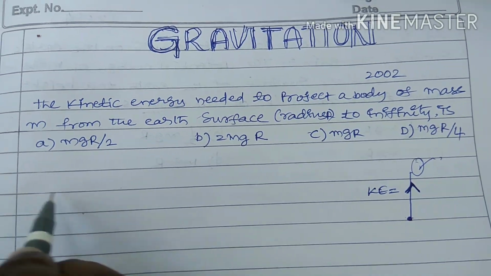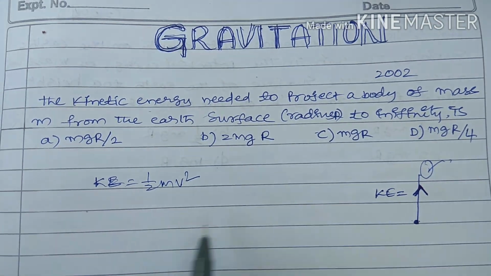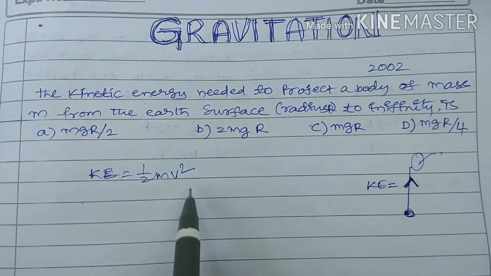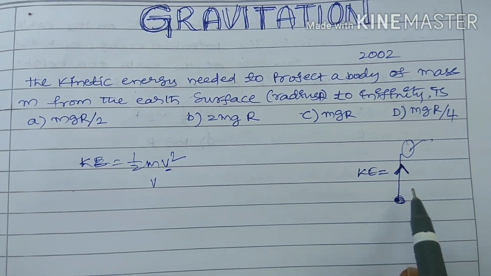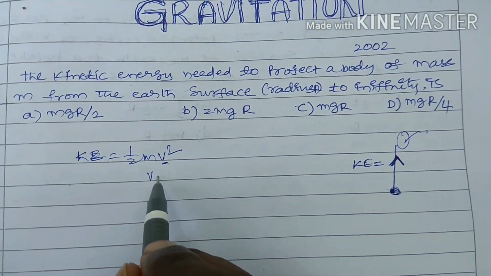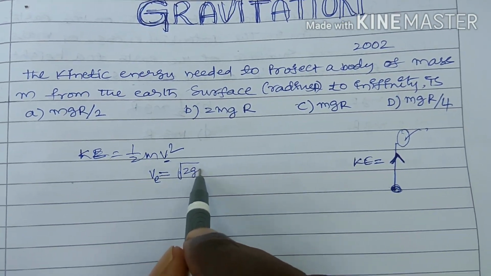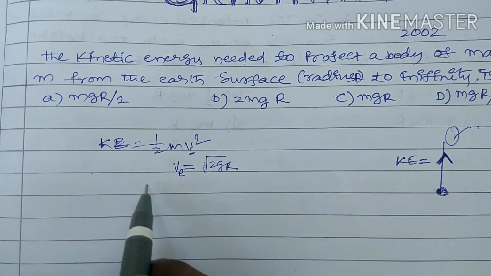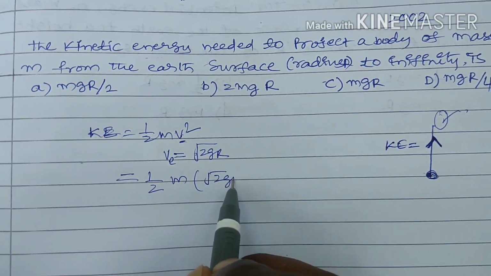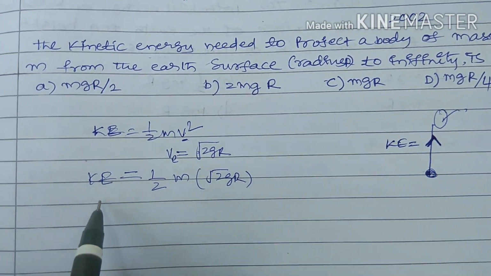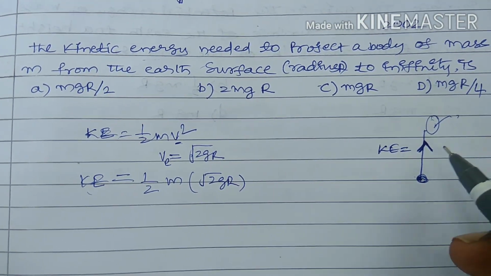So the kinetic energy of the body KE is equal to half mv square, but here to escape from the surface of the earth, the escape velocity is required, the minimum velocity required to escape from the surface against the gravitational force. So v is nothing but ve, which is equal to under root 2gr. Just simply substitute this value in this equation: 1 by 2 m times (under root 2gr) whole square. This much kinetic energy is required to escape from the surface of the earth to infinity distance.